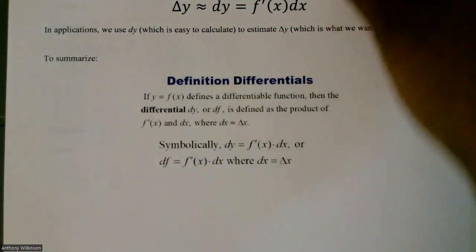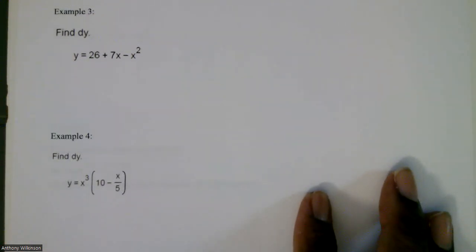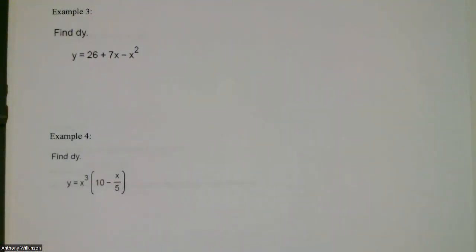All right, now let's look at some examples of just this. To put all that in perspective, let's first find dy in example 3. Here we got the equation y is equal to 26 plus 7x minus x squared. Now, if you're not good on these derivatives here, make sure you watch the video for section 2.5 that deals with some of the basic properties of derivatives, basic differentiation properties, I should say. All right, so here we're going to find dy.